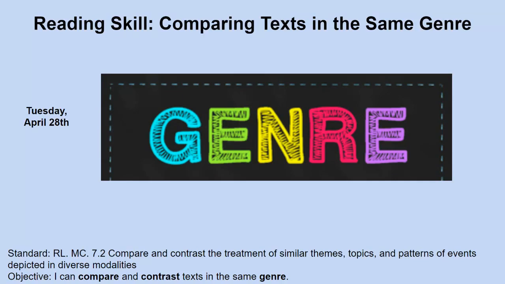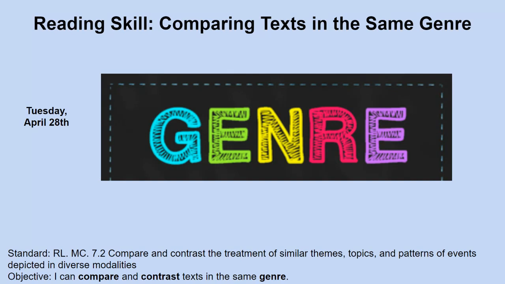Today we're going to continue our work with the reading skill of comparing texts in the same genre. As we talked about yesterday, a genre is a type of story. So we have two large genres. We have our fiction genre, which is our stories that are made up, they're not true. And we have our nonfiction genre, which is our stories or our texts that are true. So a lot of times this is going to be your informational texts.